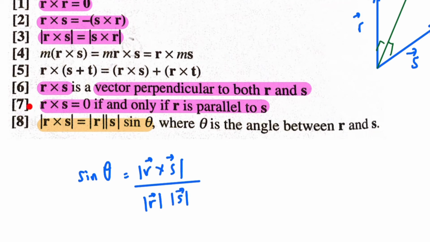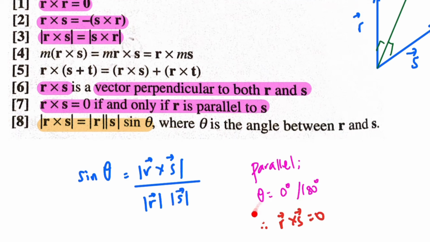For property number 7, it said that if R is parallel to S, therefore R cross S will be equal to 0. So why do we have this? Because when it is parallel, your angle will be either 0 degree or 180 degree. So if you have sine 0 degree or sine 180 degree, the value here will be 0. So since sine theta will be equal to 0, therefore we can conclude that R cross S will be equal to 0. So this is property number 7.